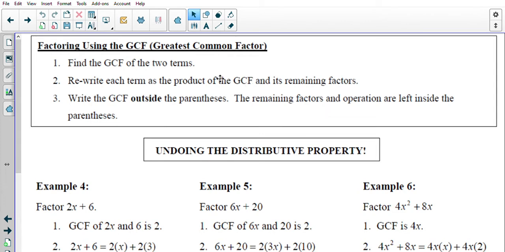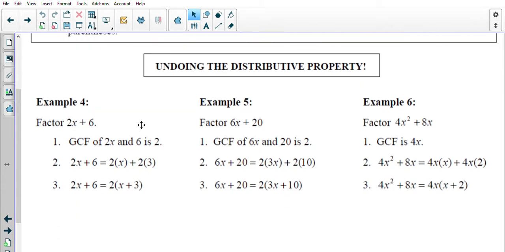There are three main steps to follow. The first step is to find the GCF of the two terms, or the greatest common factor of the two terms. The second step is to rewrite each term as the product of the GCF and its remaining factors. The third step is to write the GCF outside the parentheses, and the remaining factors in operation will be left inside the parentheses. Basically, what we're doing is undoing the distributive property.